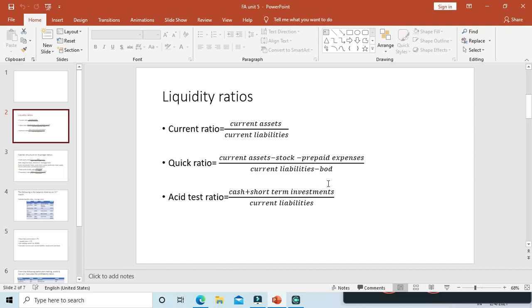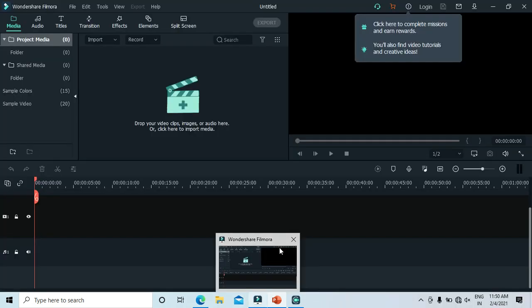minus BOD. BOD is nothing but bank overdraft. Bank overdraft will also take time, like 1.5 years, so you need to subtract it. So quick ratio is current assets minus stock minus prepaid, divided by current liabilities minus BOD. When you talk about acid test ratio, it includes cash plus short-term investments divided by current liabilities. So now let's do a problem on this.